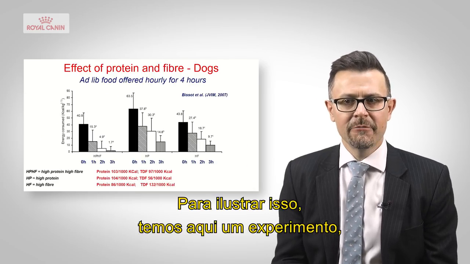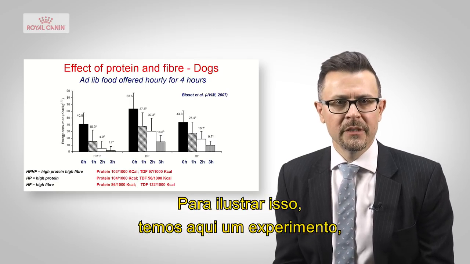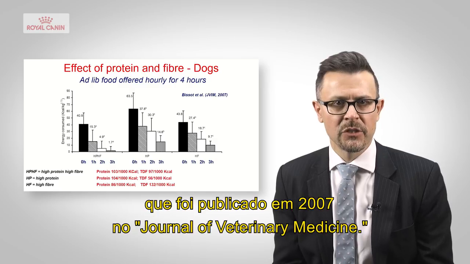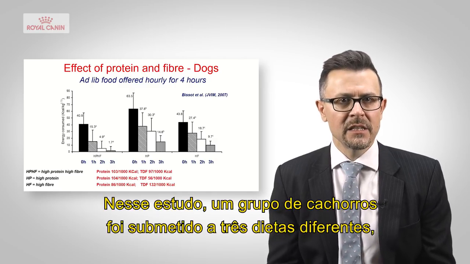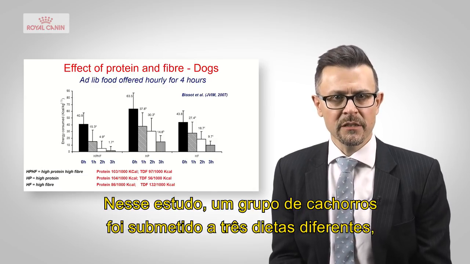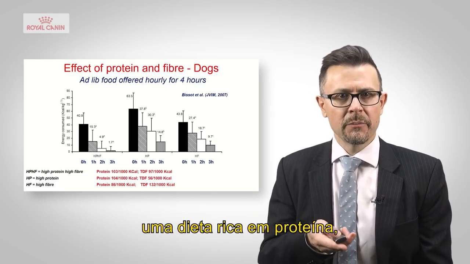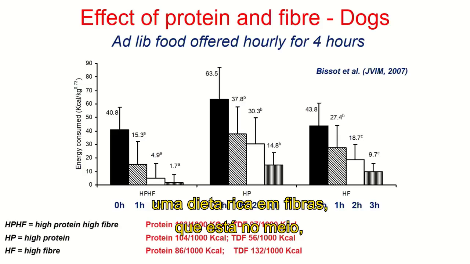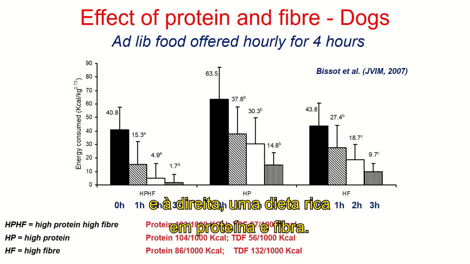To illustrate that, here is one experiment, and this was published in 2007 in Journal of Veterinary Internal Medicine. In this study, a group of dogs have been offered 3 different diets: a high protein diet, a high fiber diet, so that's in the middle and on the right, and then a diet that has both high protein and high fiber within it.